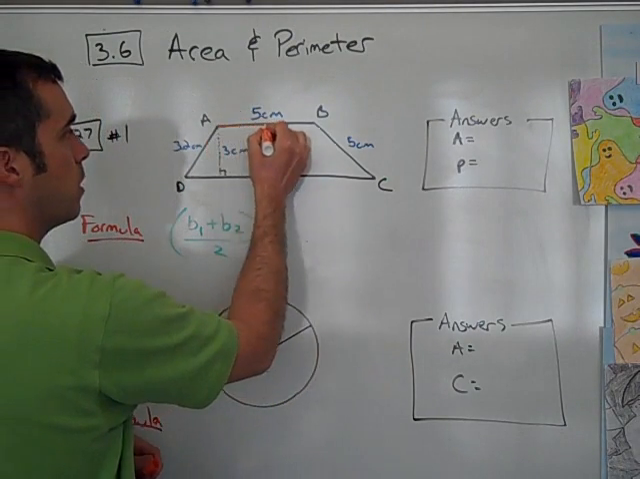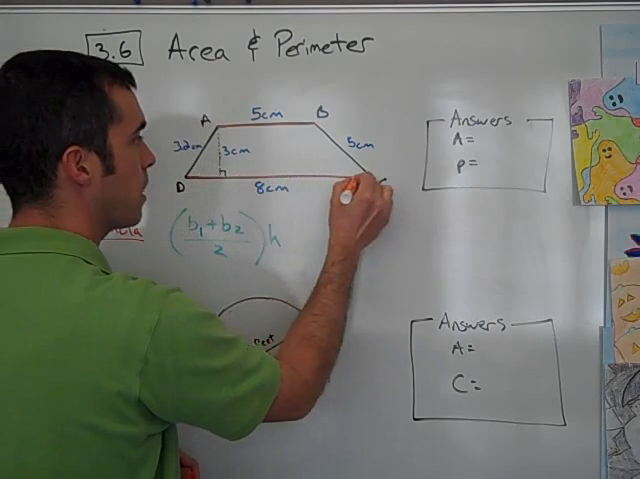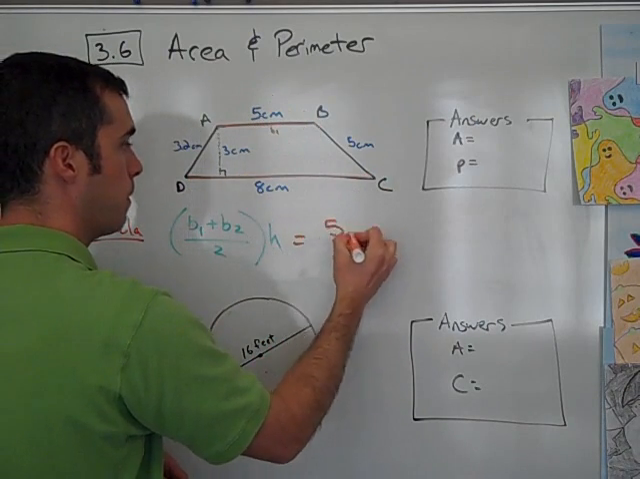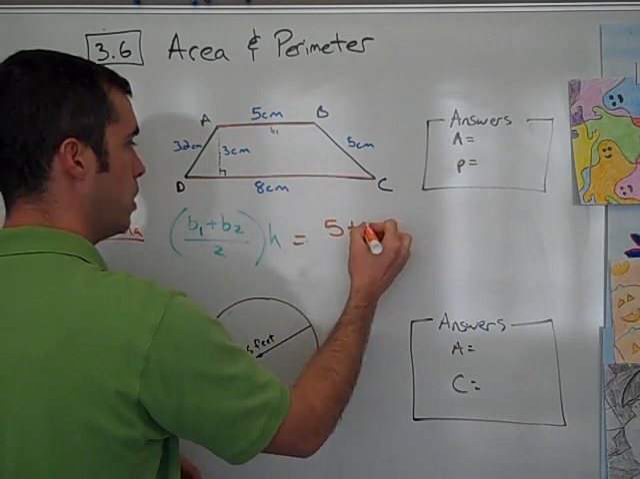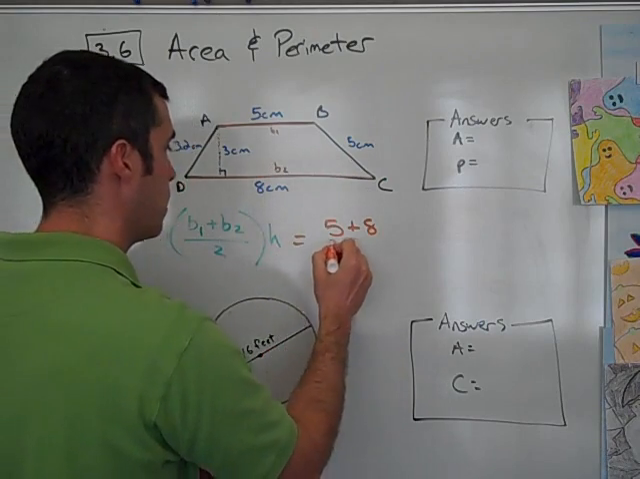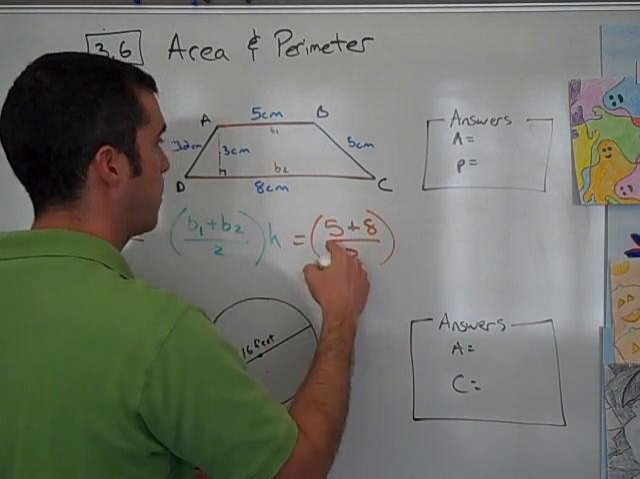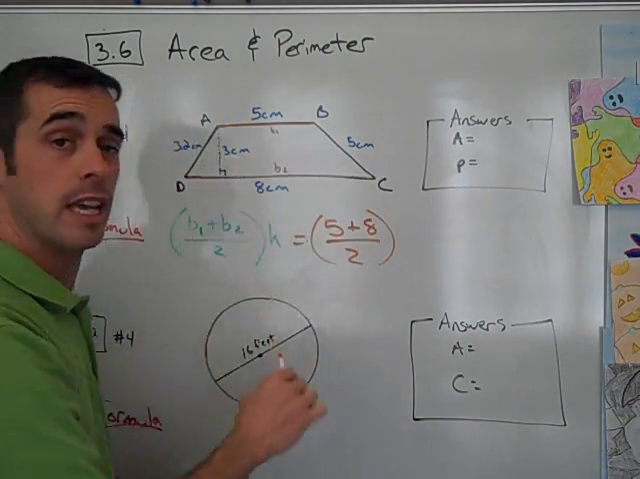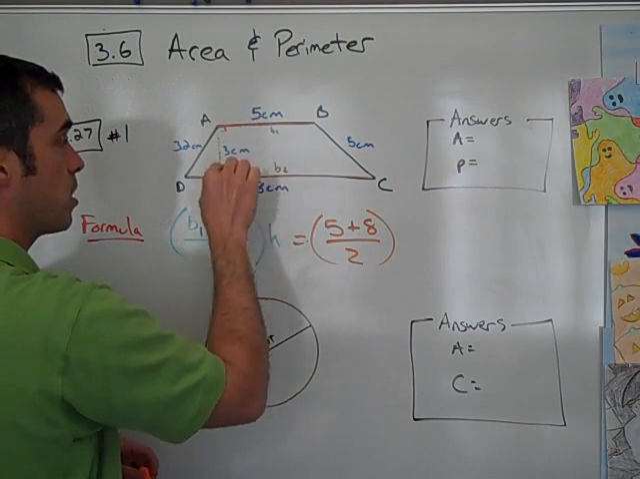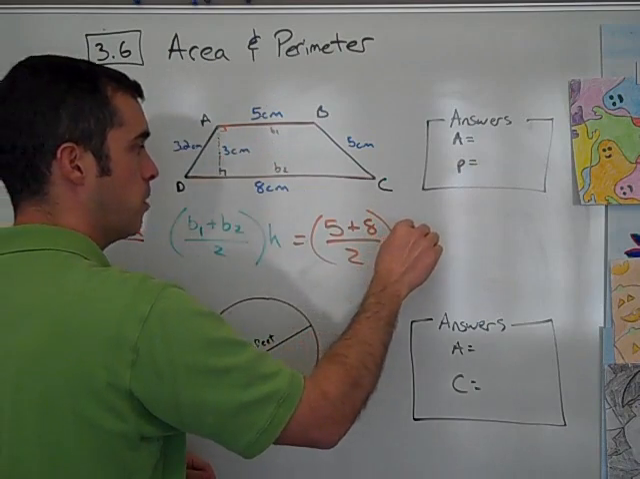Base sub 1, typically the smaller of the two parallel sides of a trapezoid, is 5, plus base sub 2, which is 8, the longer of the two parallel sides of a trapezoid, divided by 2, times our height. And our height here is not a side of the trapezoid, it is the perpendicular distance between the bases. So that's going to be 3.